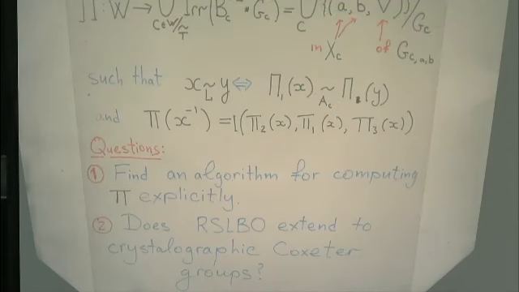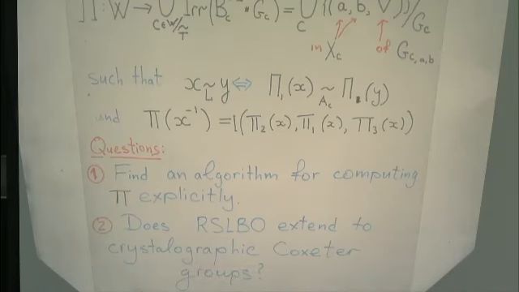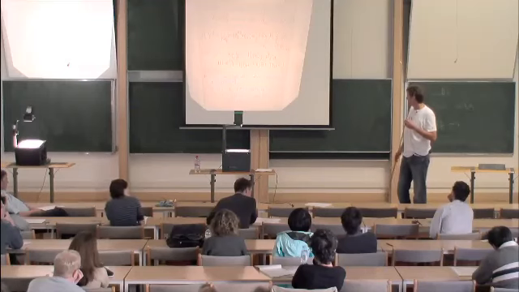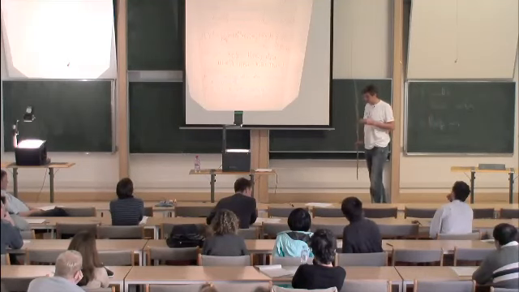And the second question is, it's kind of a vague hope. I think in general, for a general Coxeter group, this wouldn't work. That's how we know. But maybe it works for crystallographic ones, because they are Weyl groups of Kac-Moody groups. So there is some geometry. There is some Lie theory associated to them. Maybe there is something there.